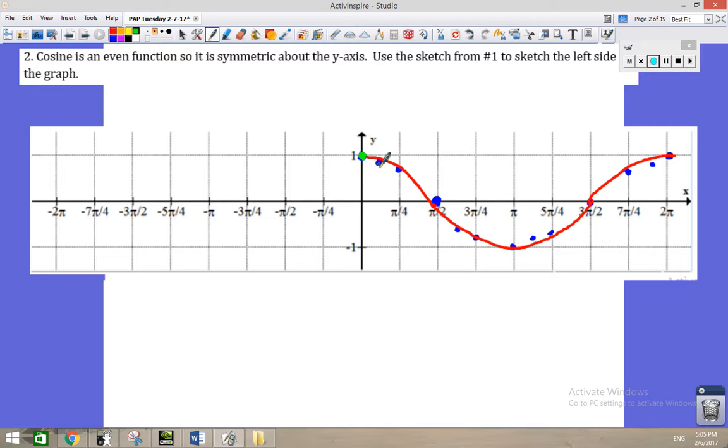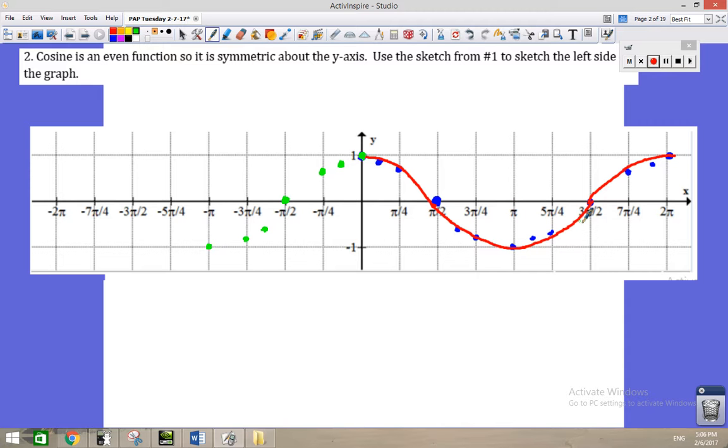This point that went to the right, I'm now going to go over the same distance at the same height to the left. This point is reflected across the y-axis. Here at pi over 2 and at negative pi over 2, it's an x-intercept. Here I've got this one, here at 3 pi over 4 and at negative 3 pi over 4. Then at pi it's -1, and at negative pi it's -1.